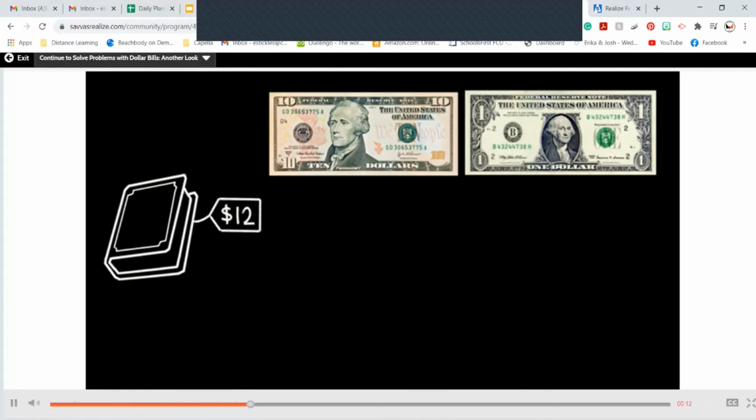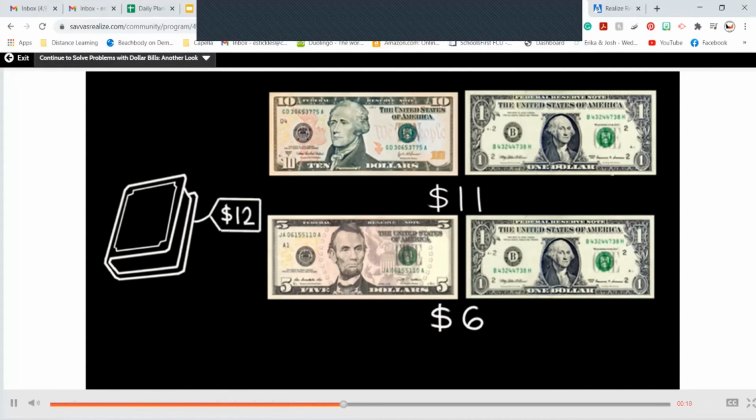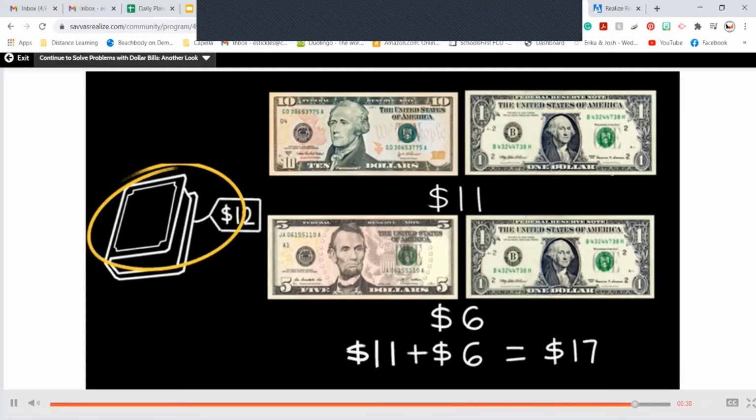Well, if I have a $10 bill and a $1 bill, that's a total of $11. Valerie has $6. To find out if we have enough to buy the book, we need to add our money. $11 plus $6 equals $17. Great! $17 is more than enough money to buy a $12 book. That means we can go to the store and buy it. See you later! It was nice and quick.